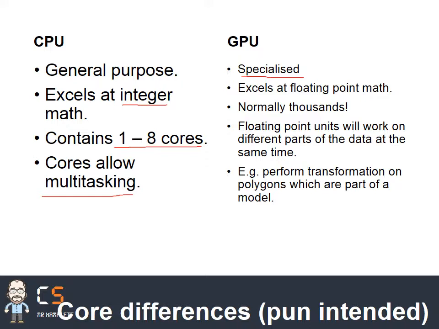GPU, on the other hand, is very specialized. Although it is specialized for graphics, it can do other operations, and it tends to be focused on floating point calculations. A CPU will have 1 to 8 cores. Well, actually, a GPU could have thousands of them. Floating point units will work on different parts of the data at the same time. So it uses single instruction, multiple data, and for example might perform a transformation on polygons which are part of the model. So each polygon will undergo the same calculations and each polygon will then be a process.